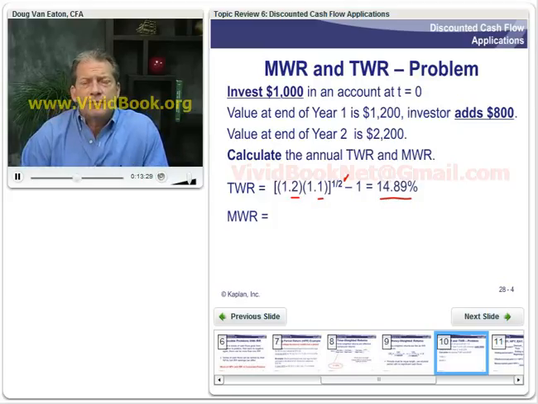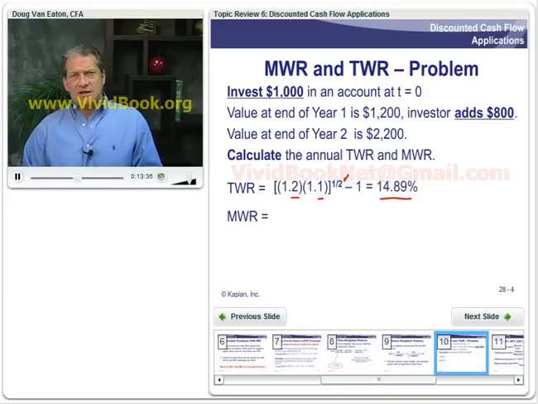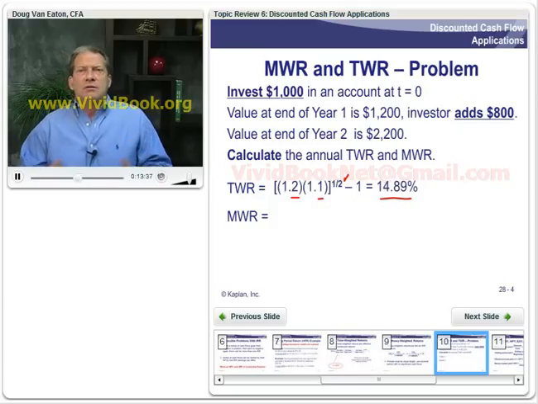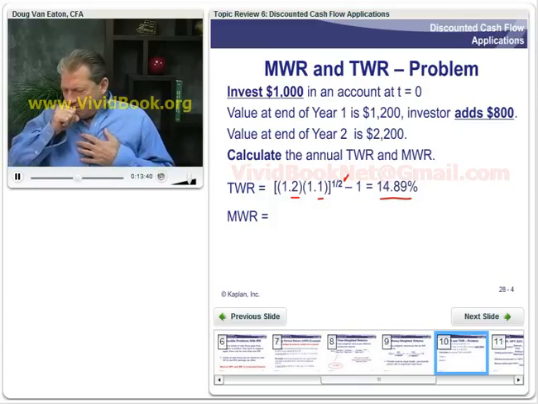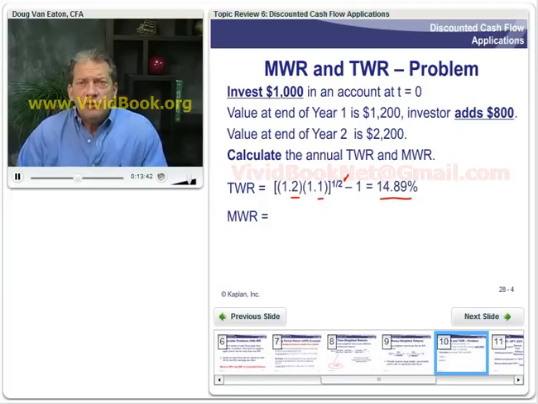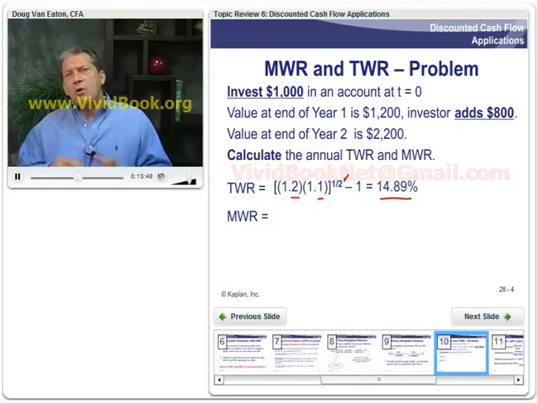Now, before we calculate the money-weighted rate of return, think a little bit about the intuition of this. We added $800 to the account at the end of the first year. So we've got more money in the account for the second year than the first year: 2,000 instead of 1,200 as a starting value. So the money-weighted rate of return is going to put more weight on the second year's return than on the first year's return.